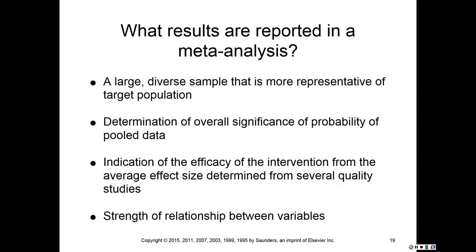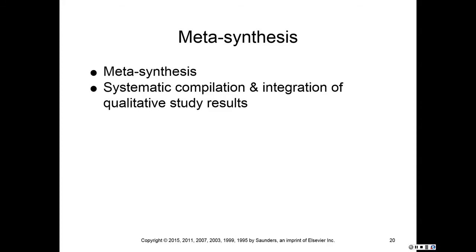What results are reported in a meta-analysis? A large, diverse sample that is more representative of the target population. There's a determination of the overall significance of the probability of the pooled data. There's an indication of the efficacy of the intervention from average effect size determined from several quality studies, and the strength of the relationship between variables is noted. What's a metasynthesis? It's a systematic compilation and integration of qualitative study results. So metasynthesis, think qualitative studies.